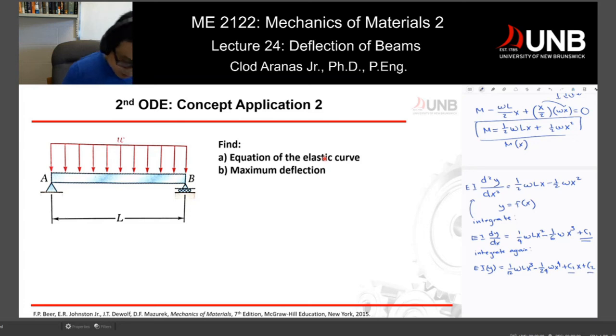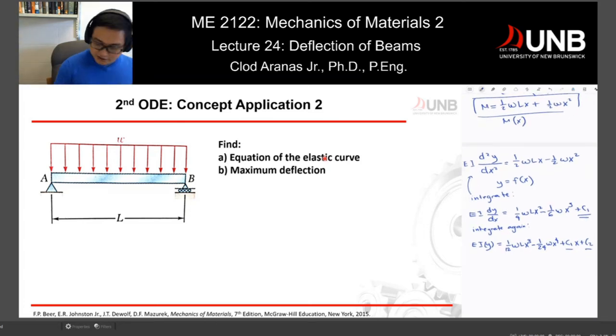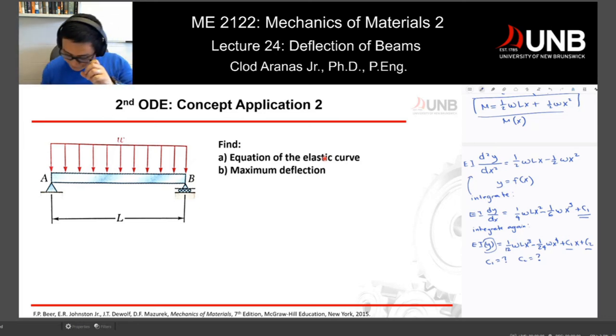So I have now two constants of integration, C1 and C2. So now, yes, we have y equal to some sort of equation, but we don't know what C1 and C2 are, which is one of the most important things. So C1 is question mark, C2 is question mark right now.